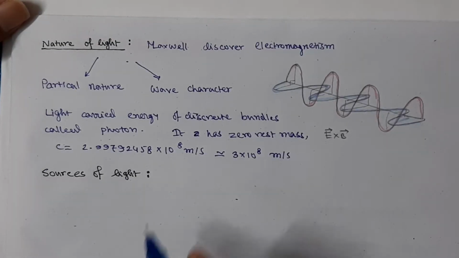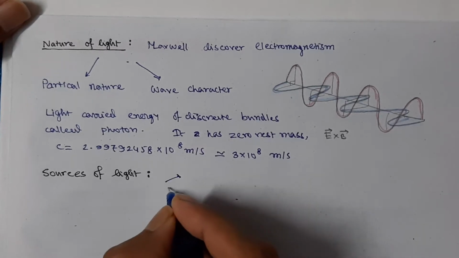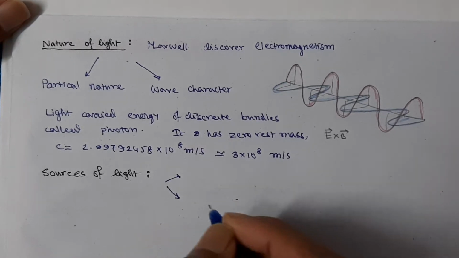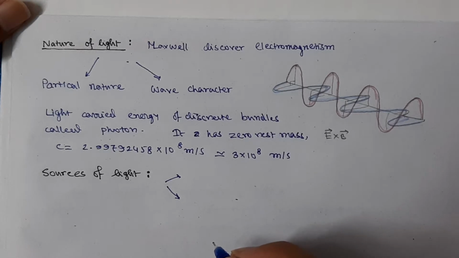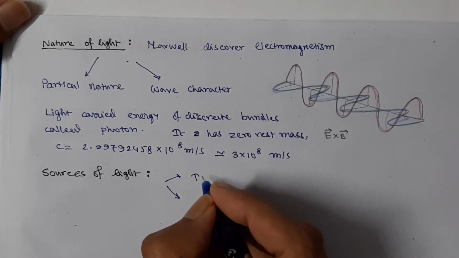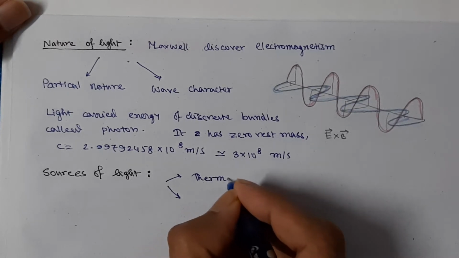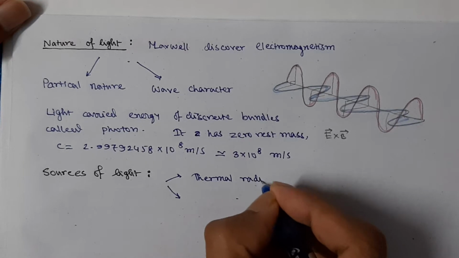There are two fundamental sources of light. One is electromagnetic radiation, which is called thermal radiation. In many cases we know that this occurs by thermal radiation.